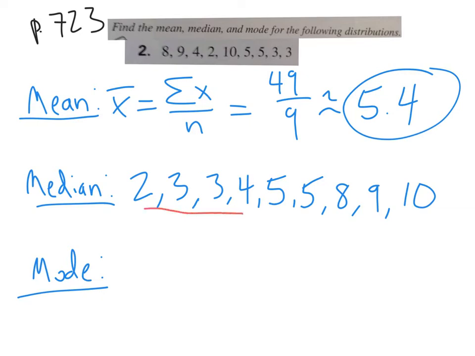So notice we have 4 on one side and 4 on the other. So the value right in the middle is 5. That is our median. And then lastly, mode.